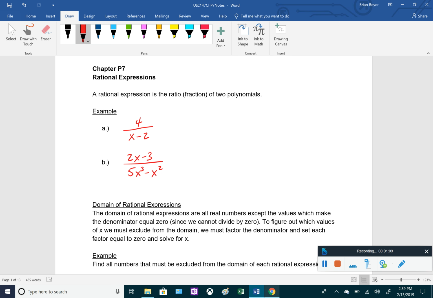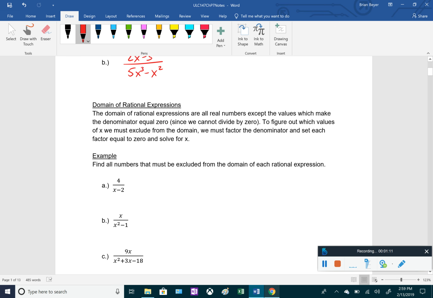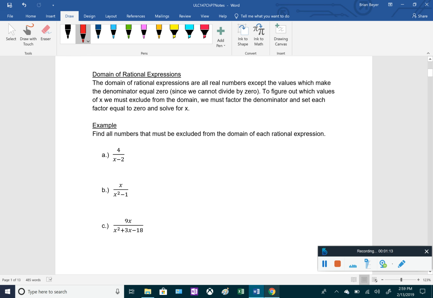So before we get into multiplying, dividing, adding, and subtracting them, we have to talk about the domain. So the domain is essentially what x values can we plug in where it's not breaking any math rules. So the domain of rational expressions is all real numbers except the values that make the denominator equal 0, because we cannot divide by 0.